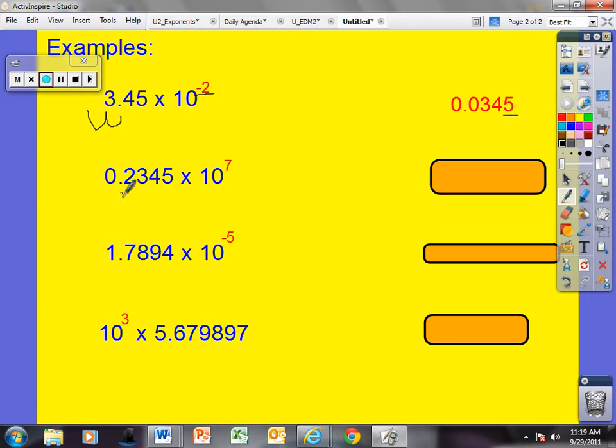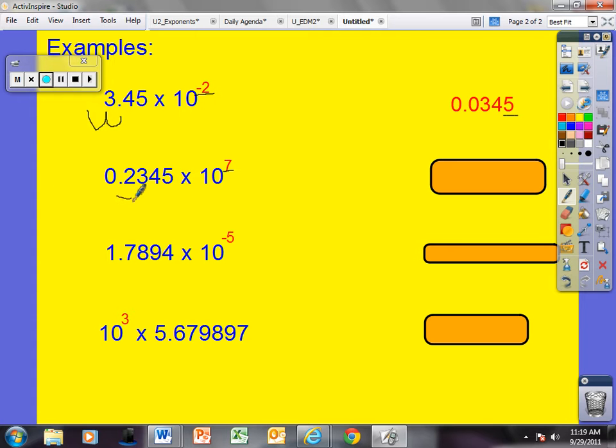I look at the next one. I have 0 and 2,345 10 thousandths times 10 to the 7th. I underline my exponent. I see it's a positive 7 now, so I know this number is going to grow larger. I realize the further I go to the left, the smaller it's going to become, so I actually move it 7 places to the right.